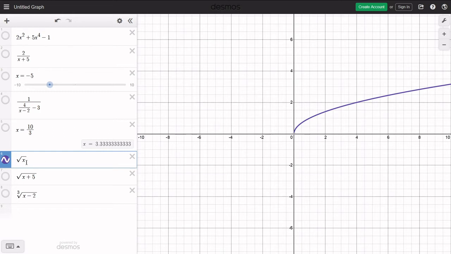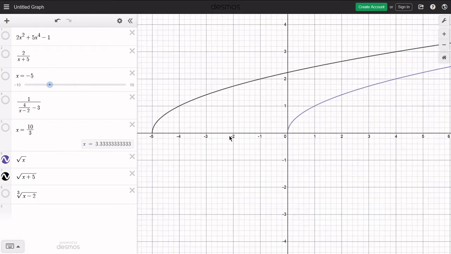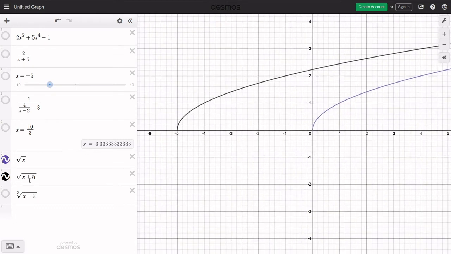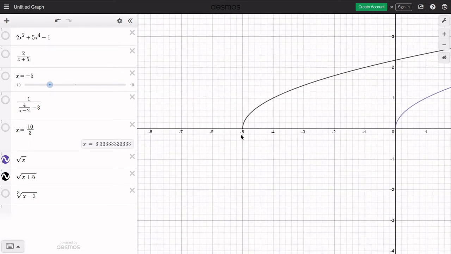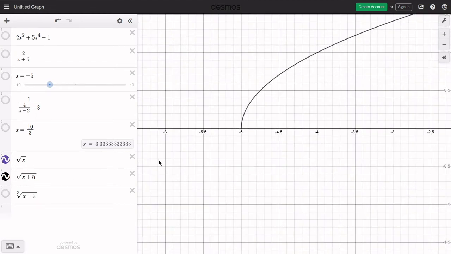This is actually the parent function of the square root family. And x plus 5, you see, this is just a shift over 5 units. That's because it's a plus 5 on the inside of the function. A plus or minus is just a shift. And since this is a plus 5, it's going to be a 5 shifted to the left. And we can see the domain of this function now is any x greater than or equal to negative 5.